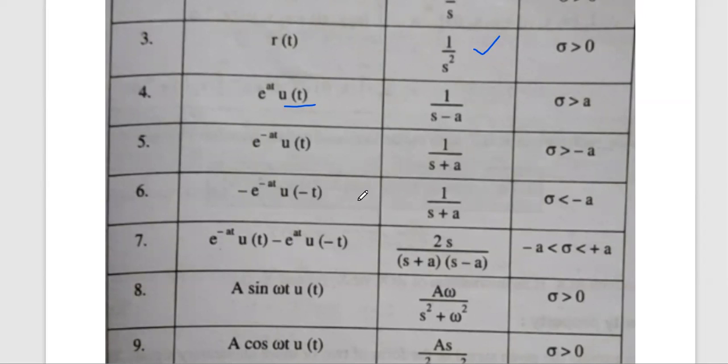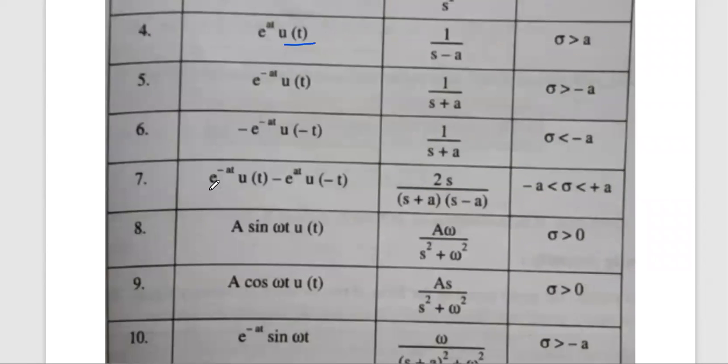Okay, so this is also one of the questions: which two signals have the same Laplace transform value but differ in ROC? This is the answer. Okay, so you have to remember it. Similarly, e power minus at u of t minus e power at u of minus t. Okay, so the combined signal is the one.